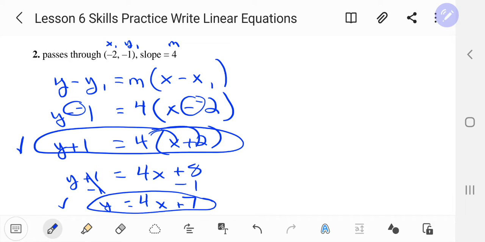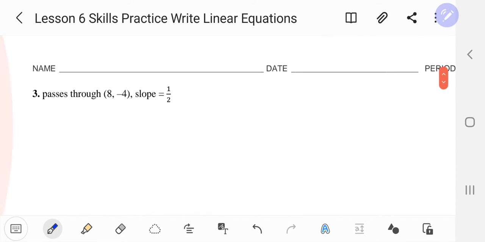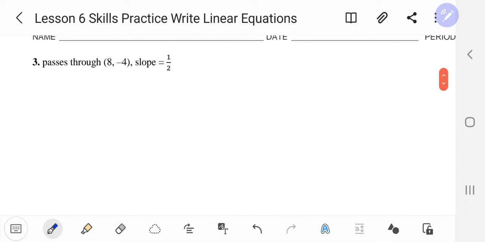Now, they're for the same line. They're for the same line. They just look different. And we put equations in different forms for different reasons because they're useful for different things in math. All right. I think we're ready for you guys to try one and then check. Good luck.